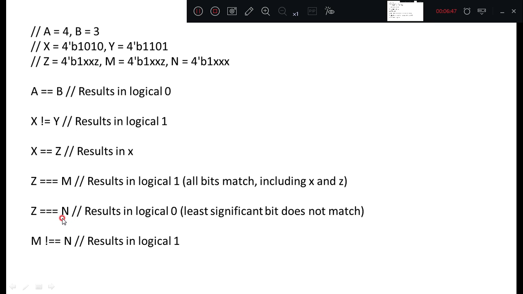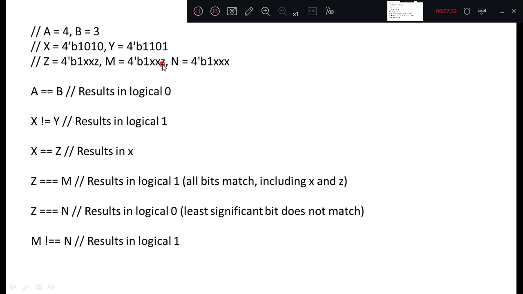Z equal to N. Here at the last LSB location, Z has Z and here you are getting X. The rest of the 3 bits are equal. Only the LSB value is different. So you will get logical 0. The least significant bit does not match. M not equal to N. In this case, it results in logical 1 because the 3 location values are the same.